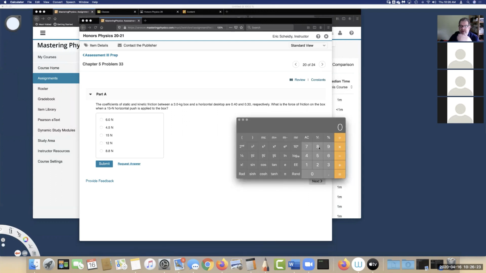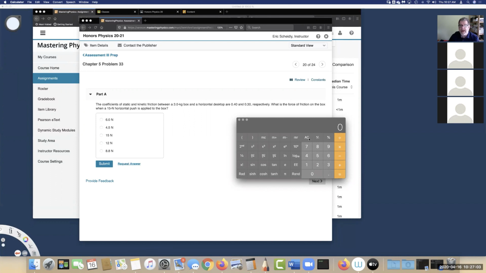Well, how much friction force is there? I'm going to calculate how much static friction force there is. The static friction force is the static coefficient of friction, which is 0.4, multiplied by the normal force, which is the mass of the box, 3, times the acceleration due to gravity, 9.8. So I've just calculated mu m g, and it's 11.76 newtons of static friction. If you push on this thing with 15, it's going to slide, because the static friction is only 11.76.